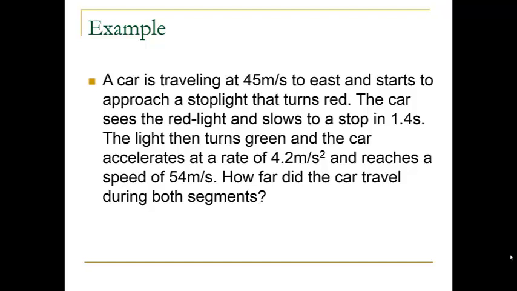Then for segment 2, it tells you that the light turns green and the car accelerates, okay? But the car was at rest. So this means now for segment 2, you're starting from rest, so your initial velocity is now going to be 0. So V naught 2 would be 0. It accelerates at a rate of 4.2 meters per second squared, so that's your acceleration. And it reaches a speed of 54 meters per second. So that's going to be your final velocity. Okay, and again, you're looking for delta x. So go ahead and take a minute, try it, use your different amigos.